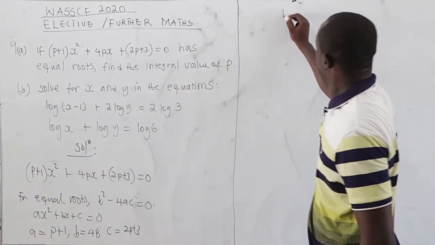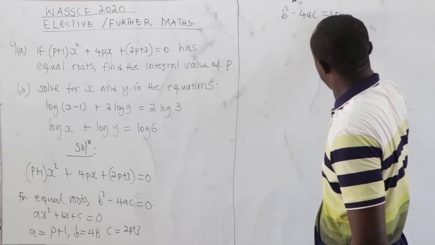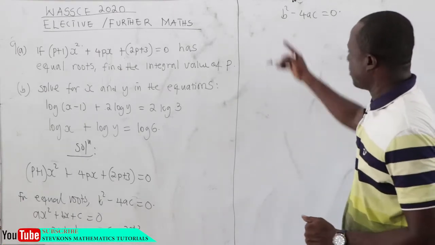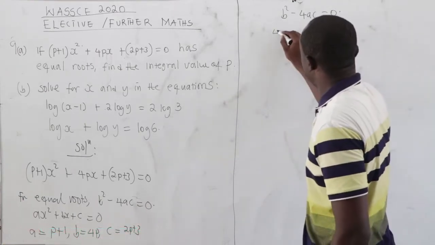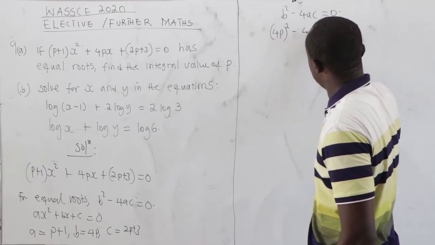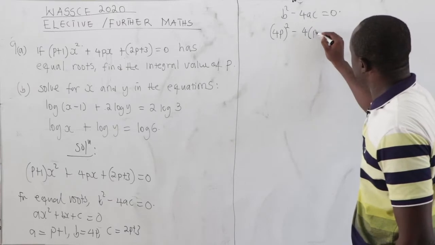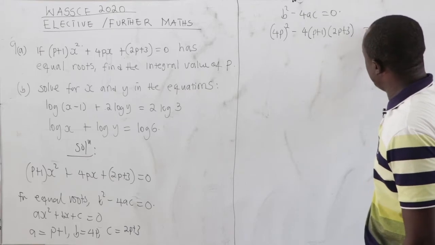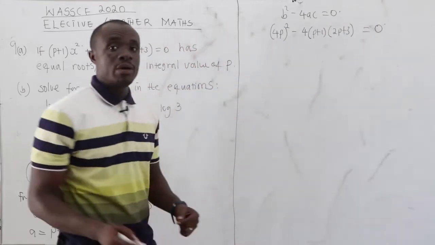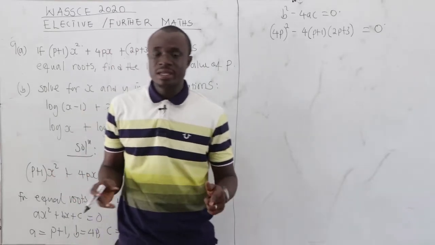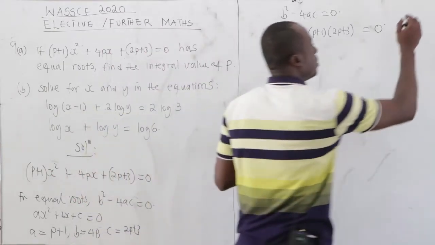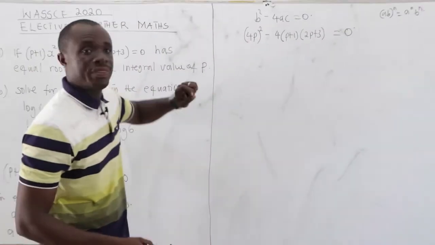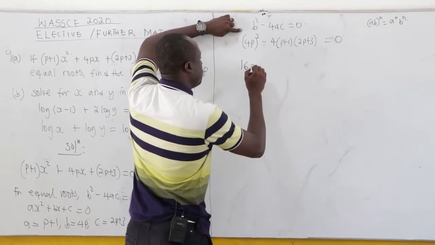But then we know b² − 4ac = 0. Why? It has equal real roots. Now, what is our b? Our b is 4p. So we have (4p)² − 4, what is our a? Our a is just p + 1. And then our c is 2p + 3. And this is equal to 0. Now we know if you have (ab)ⁿ, this equals aⁿbⁿ from indices. So we apply that over here. So 4 squared, that is 16p².